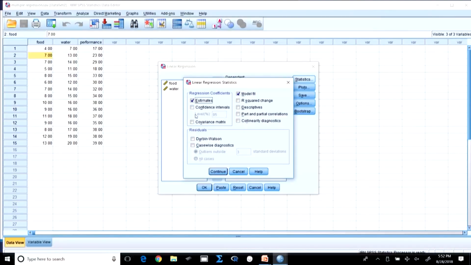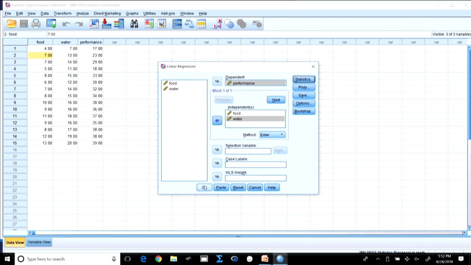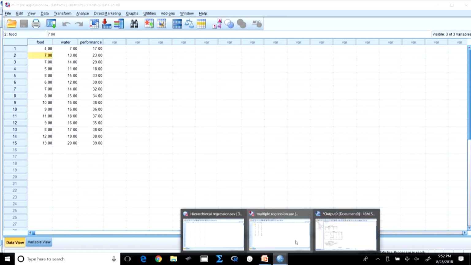Statistics: now I go to the statistics, I want to see the estimates and the model fit, right. I may use the descriptives for my requirement. If I want to check for multicollinearity, I can check. If you have already done it, you may not use it. You can use the R square change also. Now, let us look at the output.